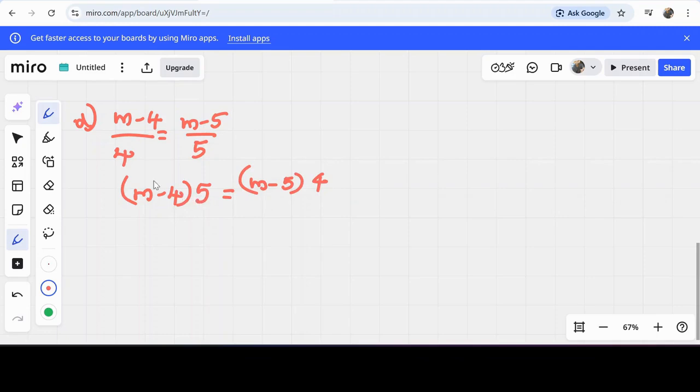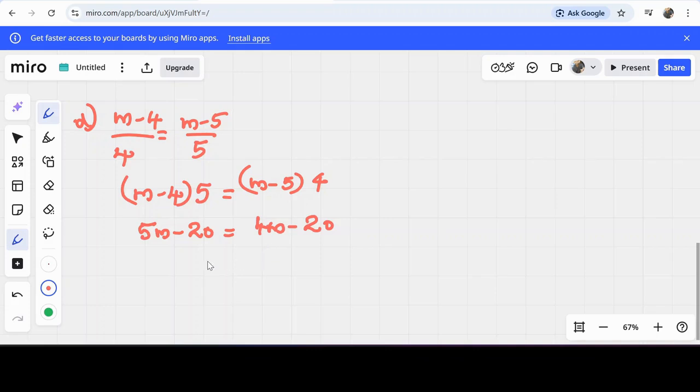Because this 4 has to multiply with the m as well as the 5, and here 5 has to multiply with the m and the 4. So m minus 4 into 5, which is 5m minus 20, which is equal to 4m minus 20.